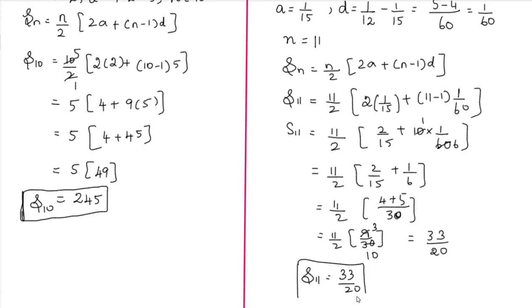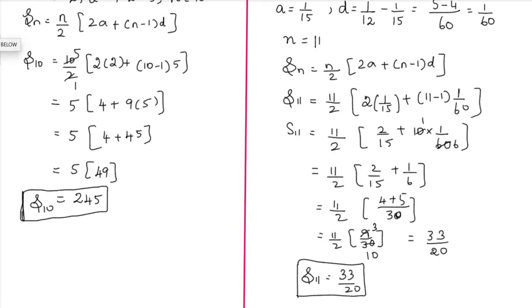Do you understand this? Yes. Sum of n terms, how will you write? Sn is equal to n by 2, 2a plus n minus 1 into d. Using this formula, we can find the sum. Okay. Shall we move to the next sum?